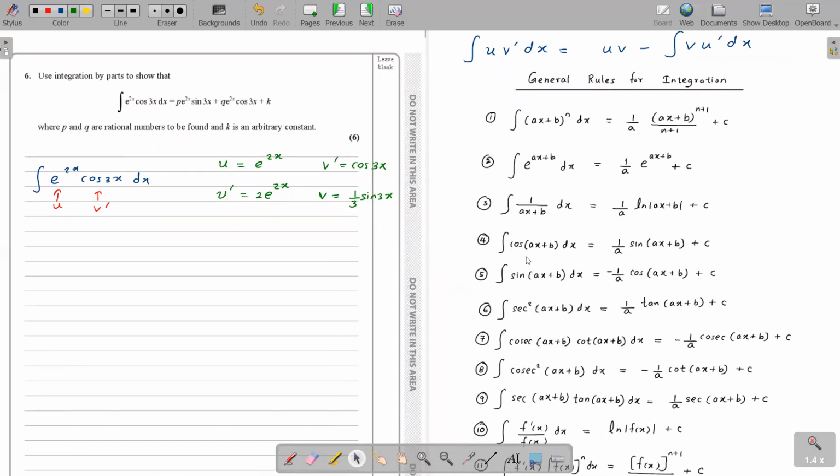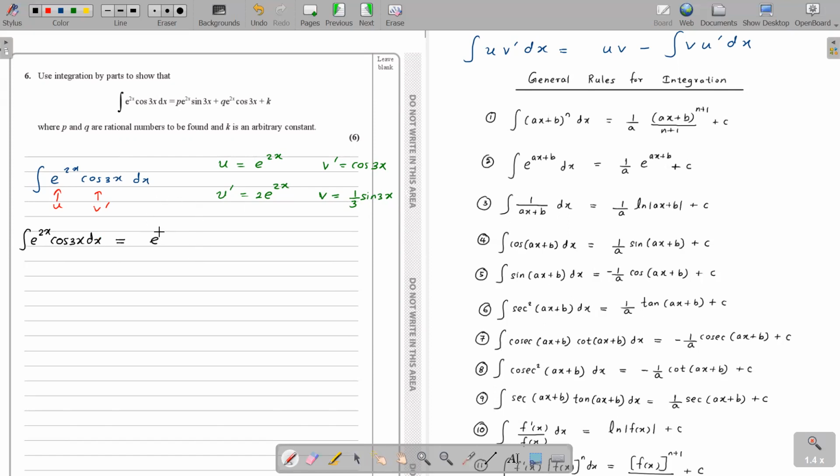Okay, so cos ax plus b is 1 over a sine ax plus b. These are the general rules of integration. Shall we apply it here now? Integration of e^2x cos 3x with respect to x equals uv minus integral of vu dash, right? Shall we input the values?